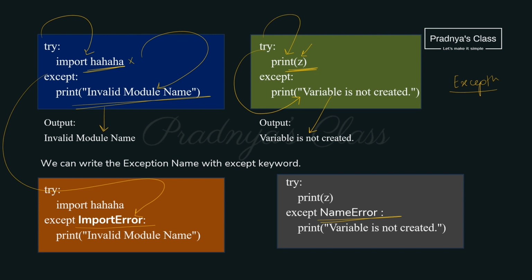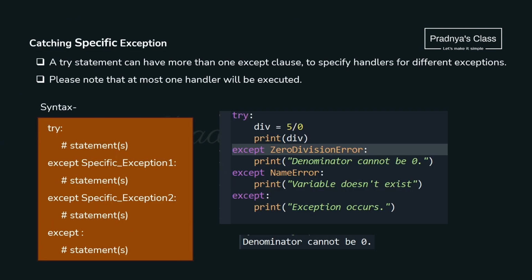If we don't mention any exception name, the except block will handle all types of exceptions. By specifying the correct name of the exception, we can catch a specific exception. For that you will be writing the name of the exception here. A try block can have many except blocks. When we mention the name of the exception, mention the specific one in the beginning and then generalize at the last.